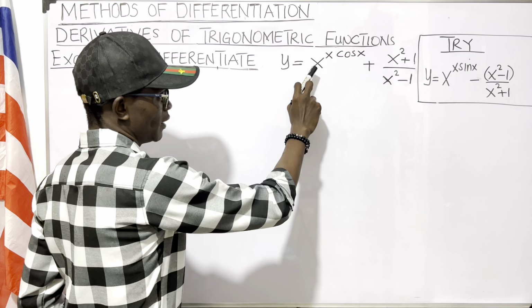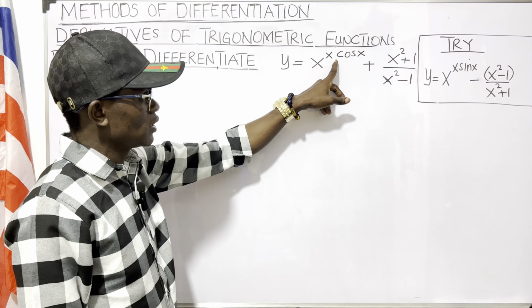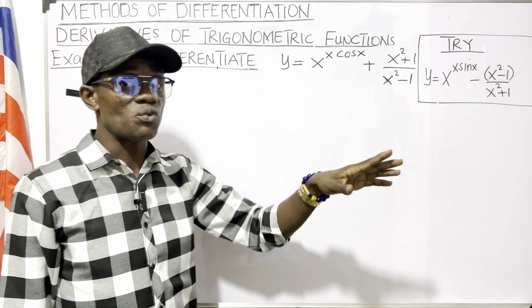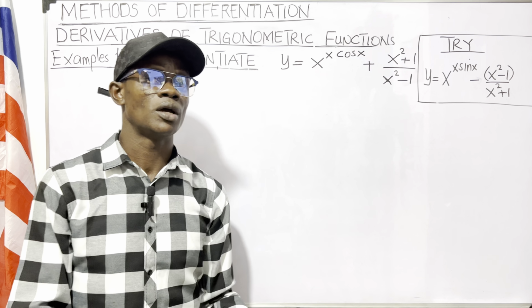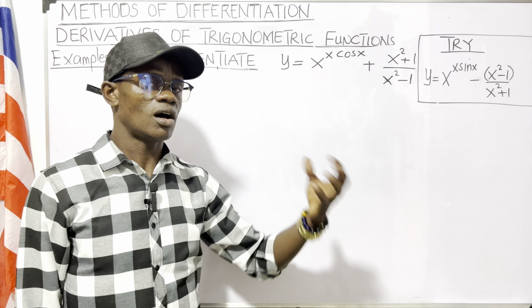For this problem, we cannot use the power rule for this first term. That is to say, we bring this power down and subtract 1 from this power. We cannot do that because the power is not a real number. The power is not a number, like you have 2, 3, 4, and so forth. That's not the case here. The power is another function, so there's a combination of a trigonometric function and an algebraic function.